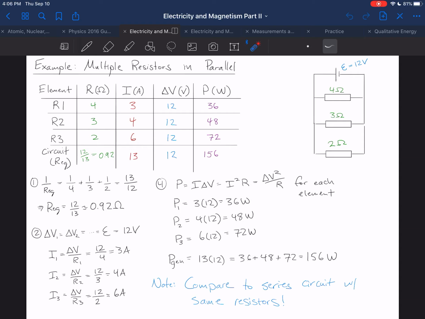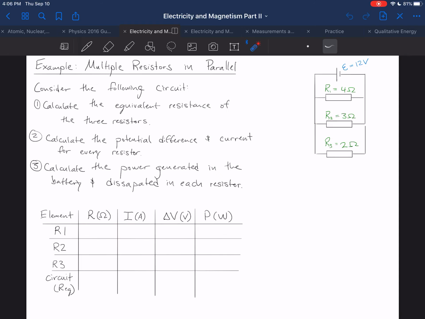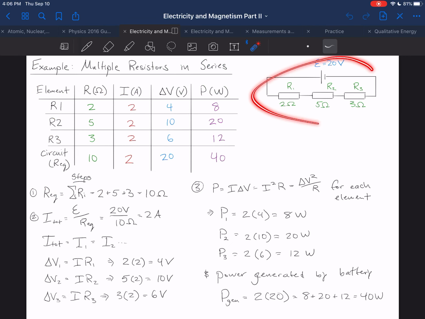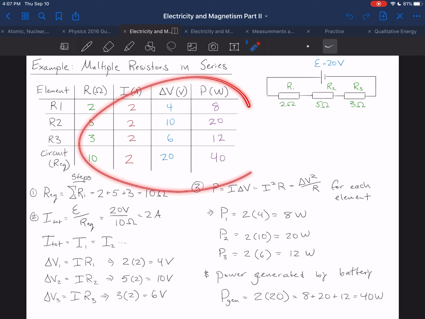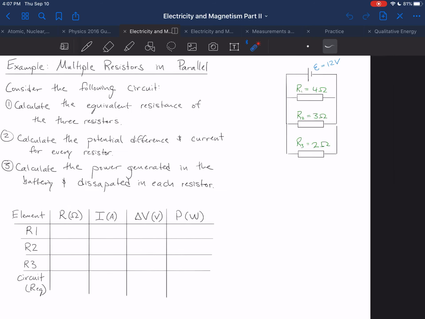Take one more moment to compare the results of this particular circuit with the results of this one. Notice that the resistances are about the same. The EMF is even higher in the series circuit, but take a look at the final values. The total current is much lower, and the total power dissipated in each resistor is way lower.